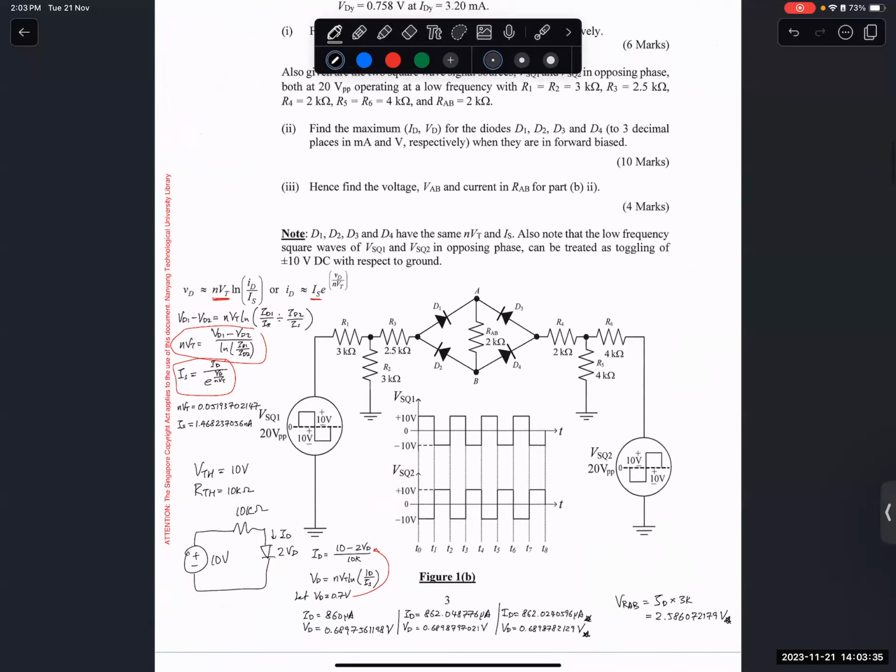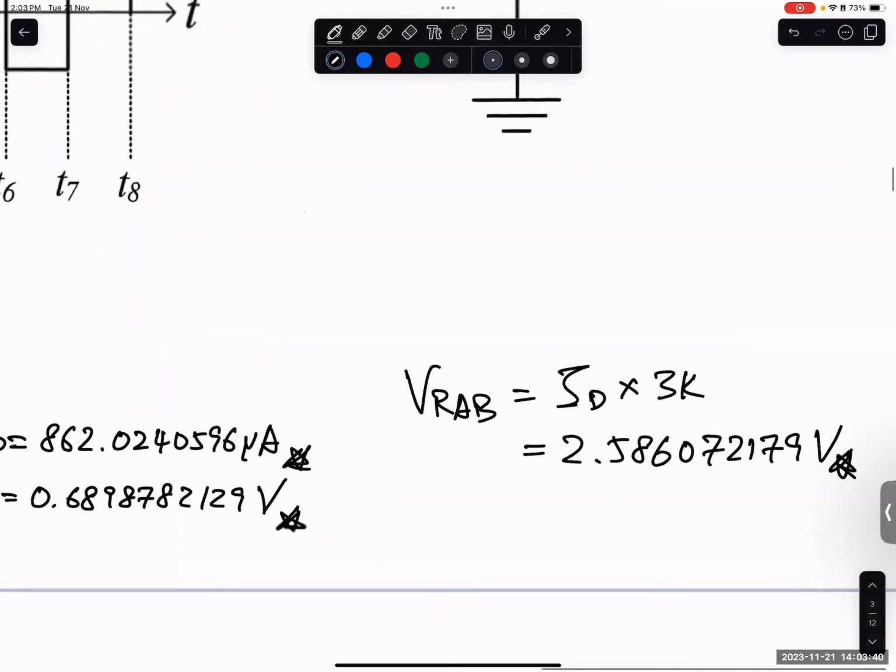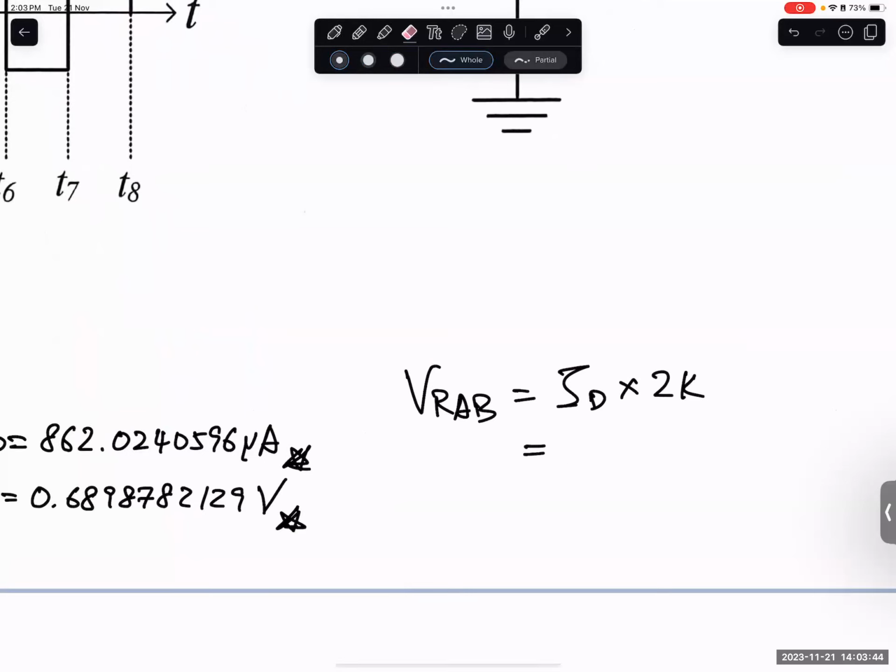Right. Is it 2K or 3K? It's 2K lah, not 3K. Careless mistake. I thought it was 2K. So it's divided by 3 times 2. So it should be 1.7. 1.7. 1724.